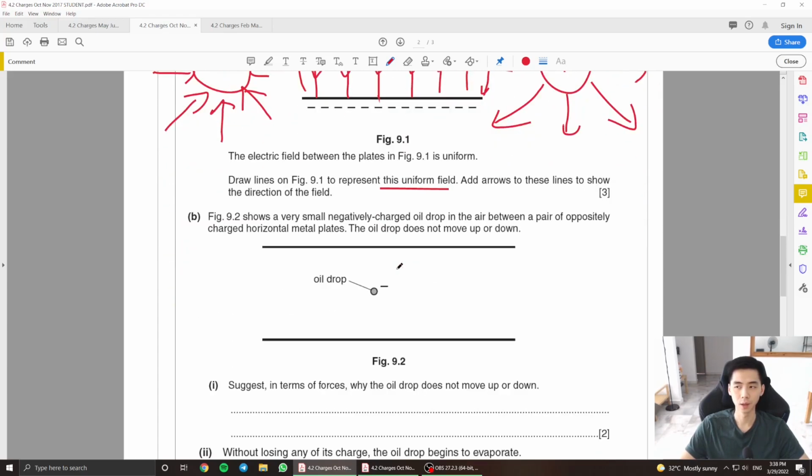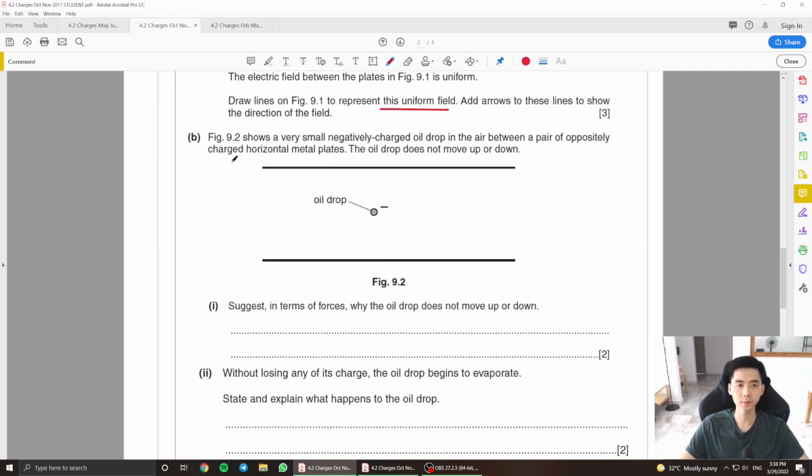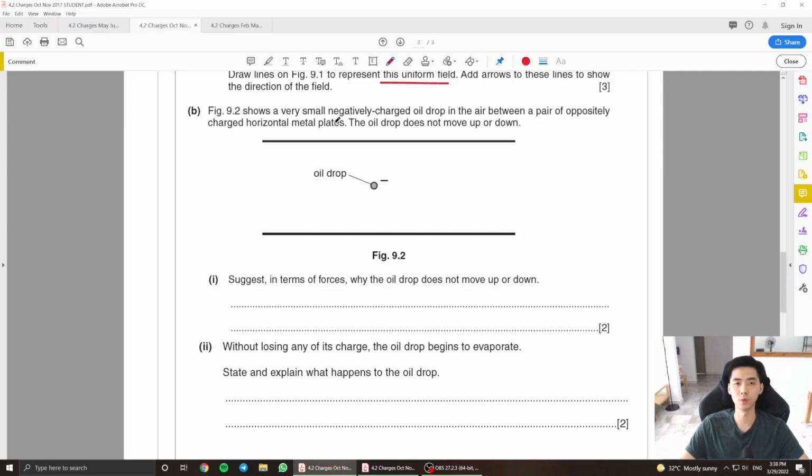Alright. Then after that, figure 9.2 shows a very small negatively charged oil drop in the air between a pair of oppositely charged horizontal metal plates. The oil drop does not move up or down. So basically, from here they say that the top plate could be positively charged and the bottom negatively charged, or the top could be negatively charged and the bottom positively charged here.